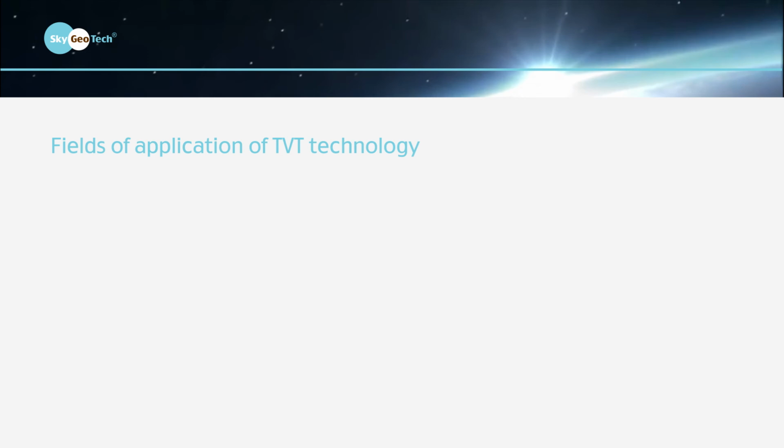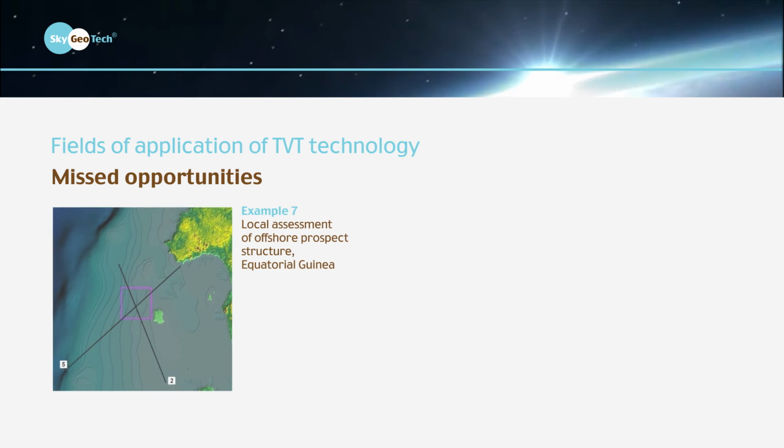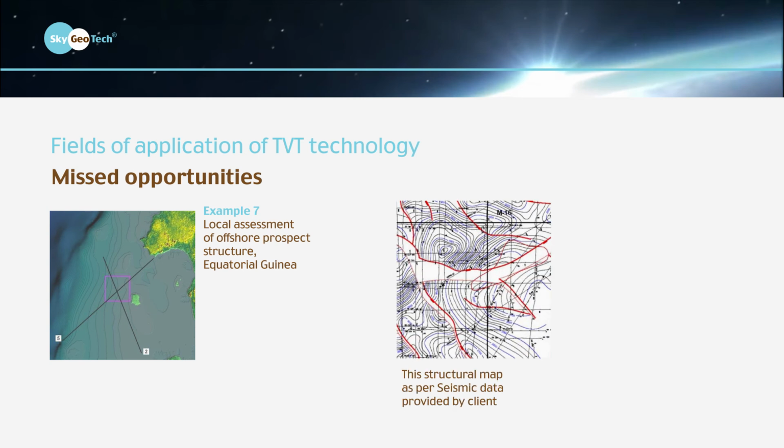The fourth field of application of TVT technology, we call it missed opportunities. Let's go straight to the example. Assessment of an offshore prospect structure, Equatorial Guinea. Our team made a quick survey and found this area, and we believe that this area is prospective. This seismic data map was provided by the client, and we cannot say much about this area according to this image.